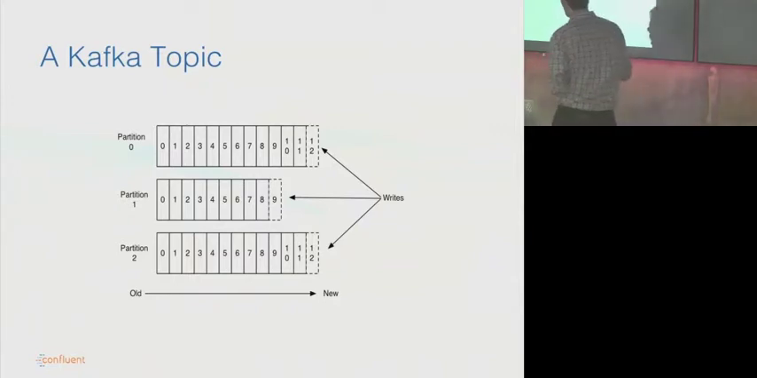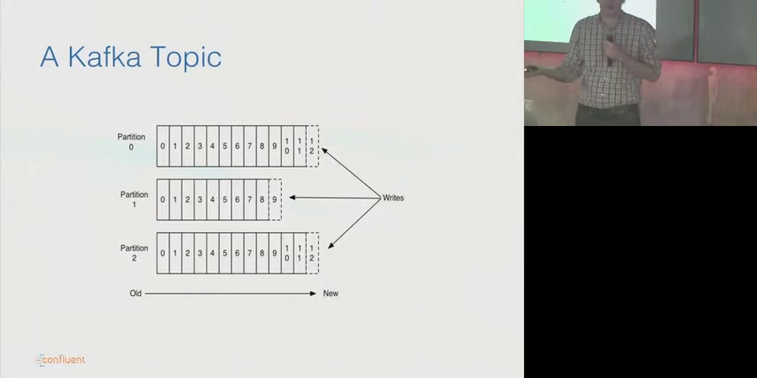And each of these individual logs is spread over the Kafka cluster and replicated for fault tolerance. So one of the Kafka servers can die, and the other replicas will take over responsibility for that log.